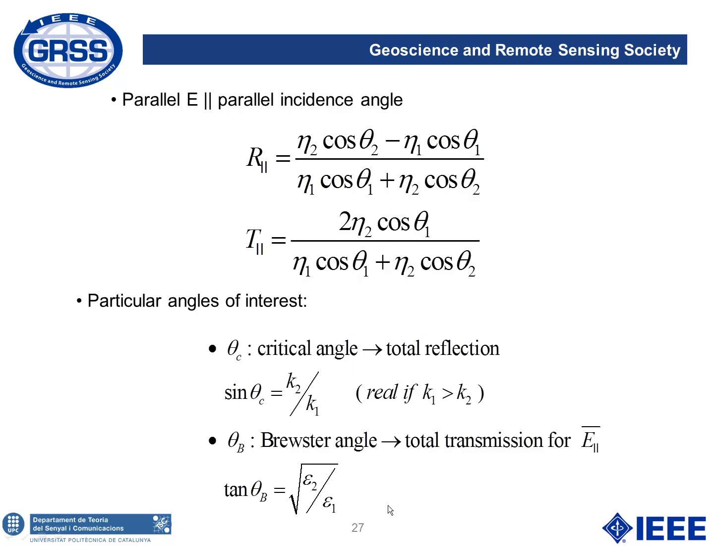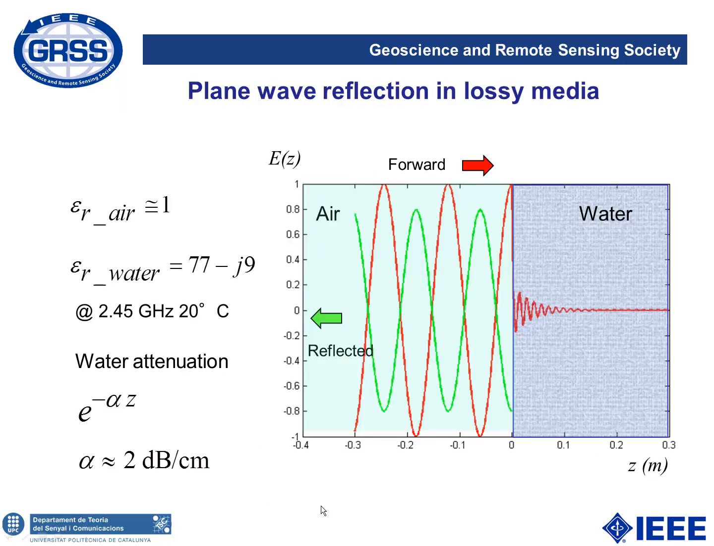In the case of remote sensing, for vertical polarization, there is an angle which is really important. It is particularly important in microwave radiometry. At this angle, we have a total transmission and there is no reflection at the interface of both materials, and this happens for an angle which can be calculated with this expression here involving the ratio between the permittivities of both materials.